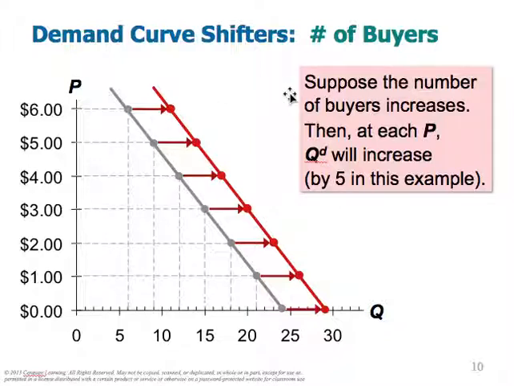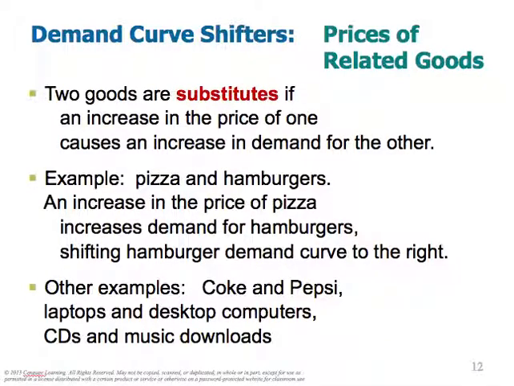So the first example was the increase in number of buyers. The second example is when your income increases, then the demand curve shifts outward as well. The third example is the prices of related goods. This one is another interesting and important example. To understand this concept, you have to understand what we mean by substitutes first. What's the definition of substitutes? According to this slide, two goods are substitutes if an increase in the price of one causes an increase in the demand for the other.